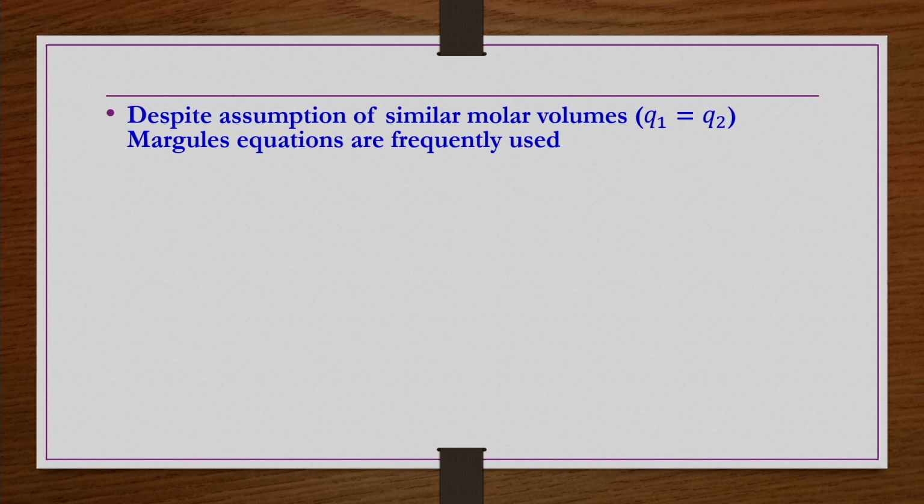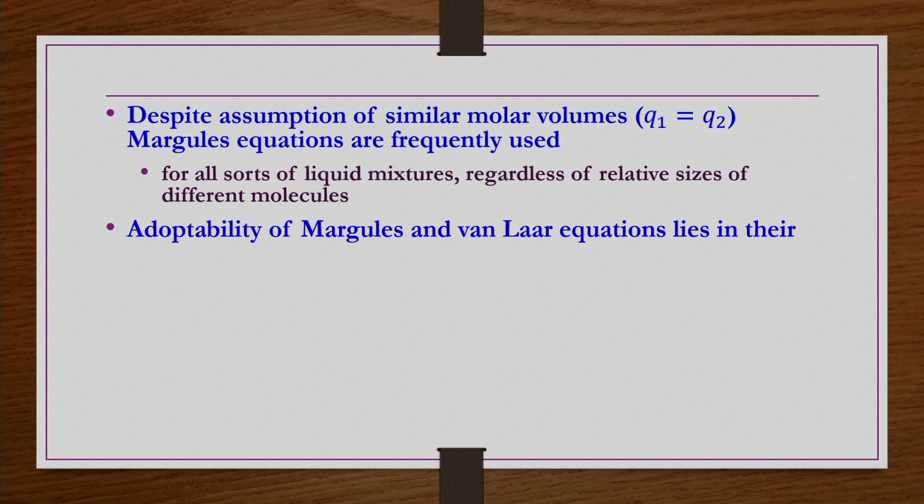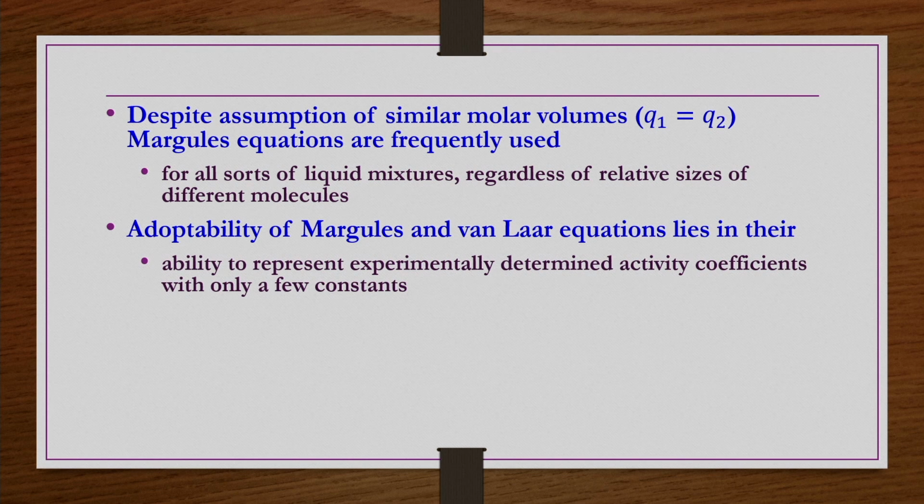Okay. Despite the assumption of similar molar volumes, that is q1 equals q2, Margules equations are frequently used for all sorts of liquid mixtures regardless of relative sizes of different molecules, and the adaptability of Margules and Van Laar equations lies in their simplicity, that ability to represent experimentally determined activity coefficients with only a few constants, right. In the Van Laar equation also we are having only 2 constants a and b, and in the 3 suffix Margules equation, we have only A prime and B prime. 2 constants are sufficient to represent successfully the experimentally determined activity coefficient with respect to the mole fraction of the component.